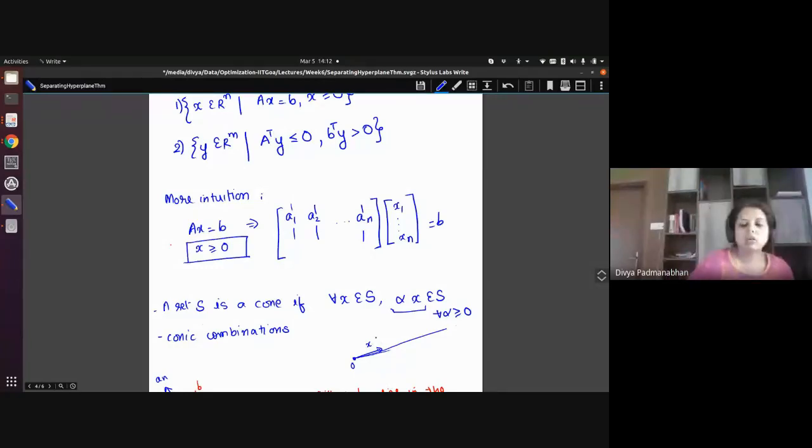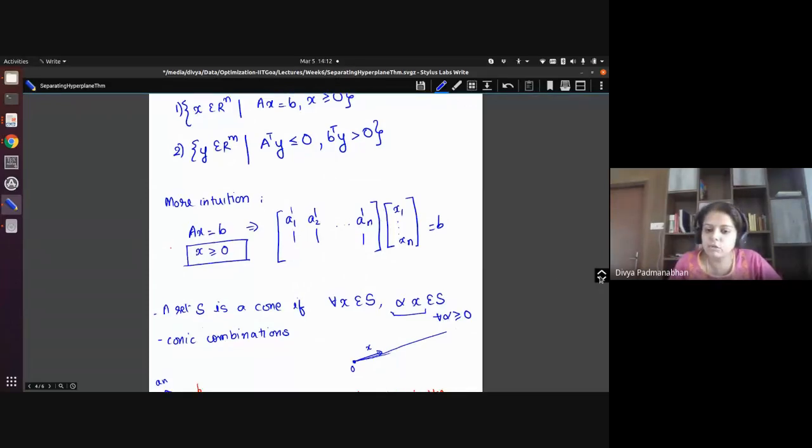Okay, so these cones are also objects in optimization. You can have many optimization problems where the feasible set is a cone. Here what we are saying is that these x1 to xn are all non-negative. So this kind of combination, some combination of non-negative multiples of these vectors, is called a conic combination of a1 to an.